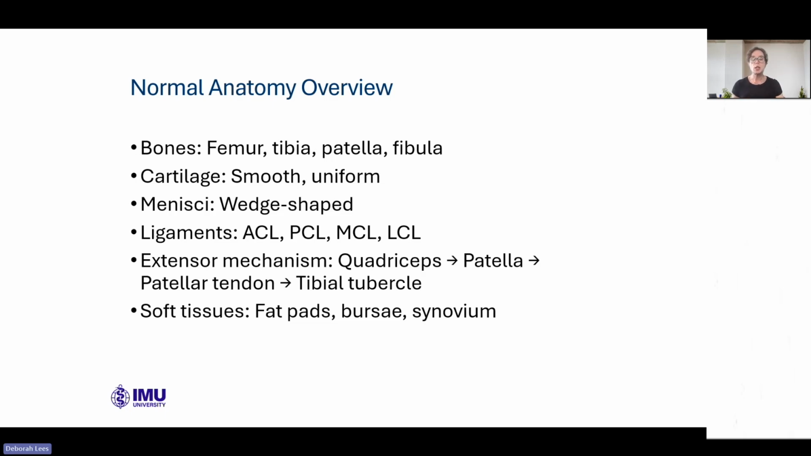And then we've got the soft tissues that we need to keep our eyes on. So we've got various fat pads, we've got various bursas, and the synovium is really important because there's a pathology that happens with the synovium that we'll talk about, but also you get little plica, you can get irritation. The synovium can become inflamed, and it's very painful for the person who experiences that.